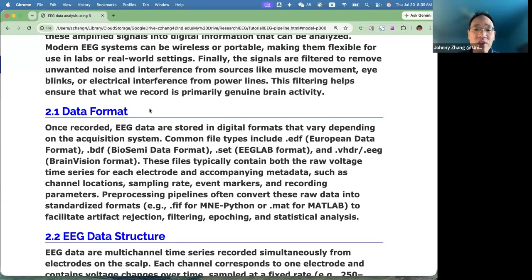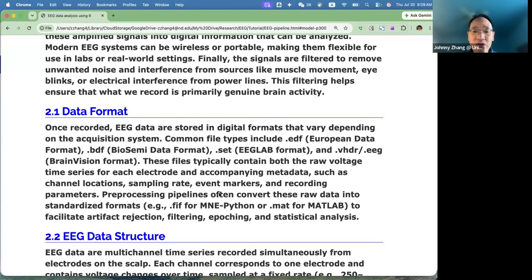The data collected are often stored in digital format. There are different common types of EEG data formats. For example, you may see files with the extension .EDF or .set. EDF is the European Data Format. The set data format, if you have used MATLAB, you know is often used by MATLAB. Also, there's a very popular software program called EEGLAB. It was developed based on MATLAB, so therefore this format is quite widely used.